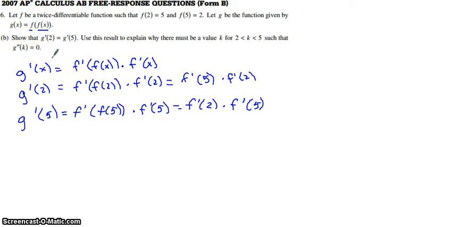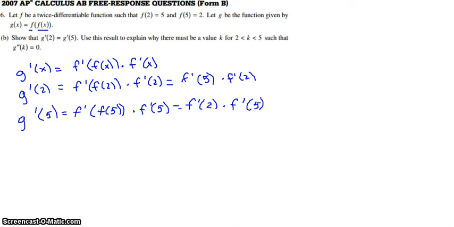So this seems kind of similar to what we had going on in part A. The main difference is it's saying something about g double prime of k being equal to 0. But we do have this value in between 2 and 5 still. So it seems kind of similar to what we did with the mean value theorem in part A. But how do we make sense of the second derivative here?